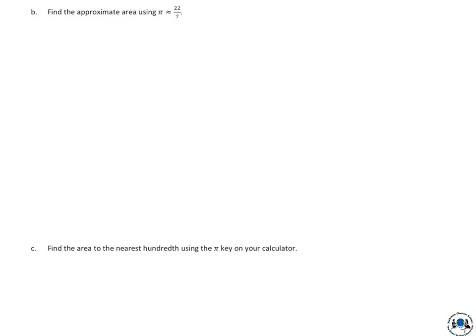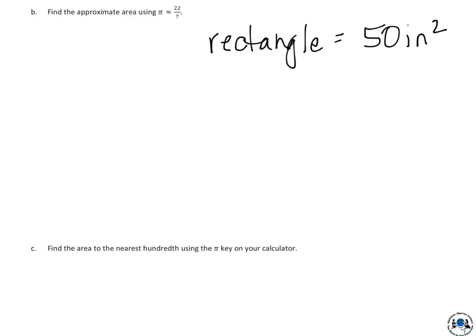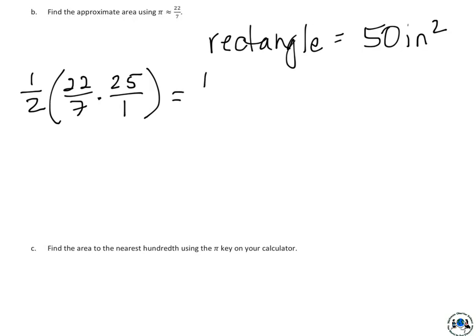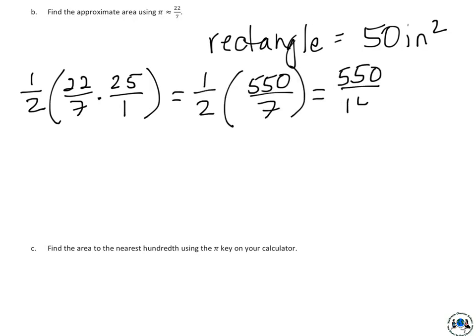Alrighty, so here we go. Find the approximate area using 22 over 7. Well, let's go ahead and do that. Why don't you, if you didn't do it already, do it now. So the rectangle is going to start out as 50 square inches, going to stay the same. But then again, now having to figure out the value of the half circle, which is the 2 quarter circles. Do something like that. I get something like that, and that, and that.